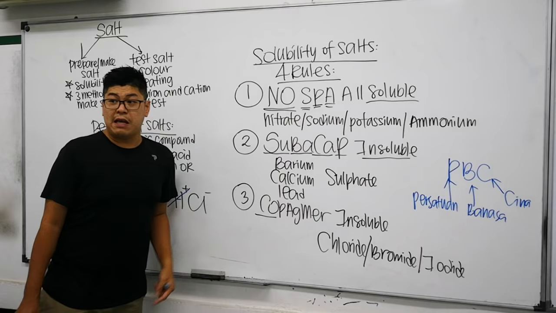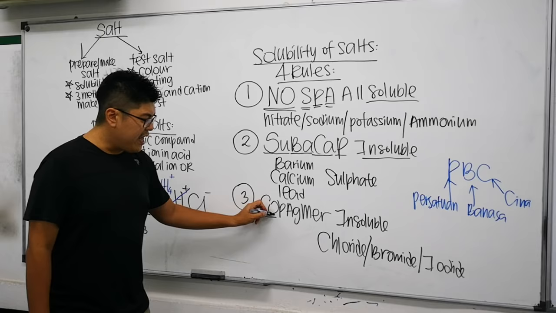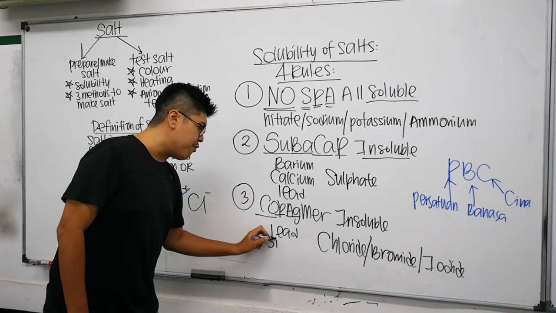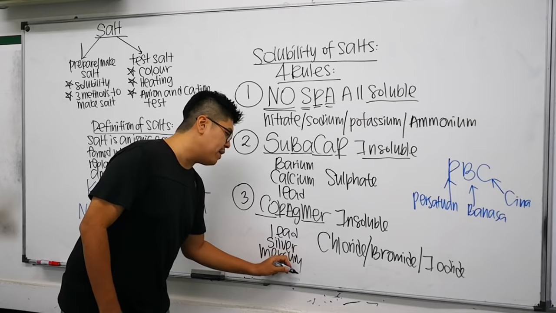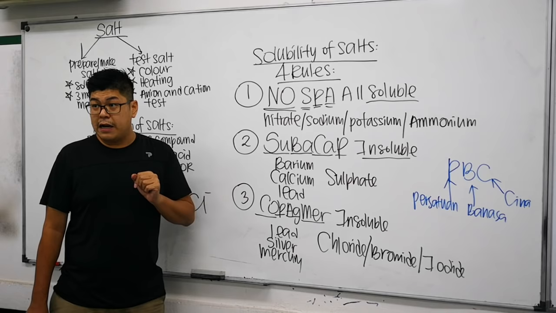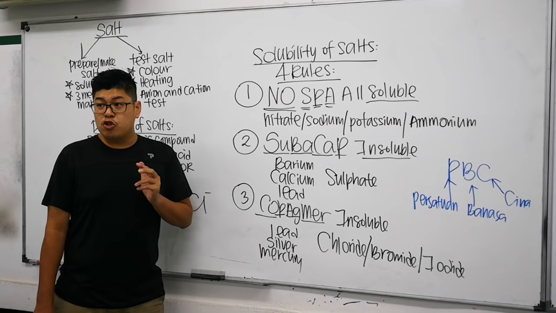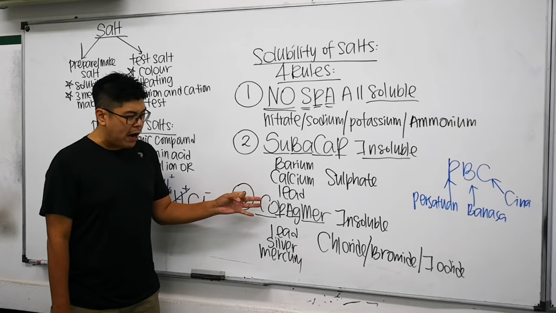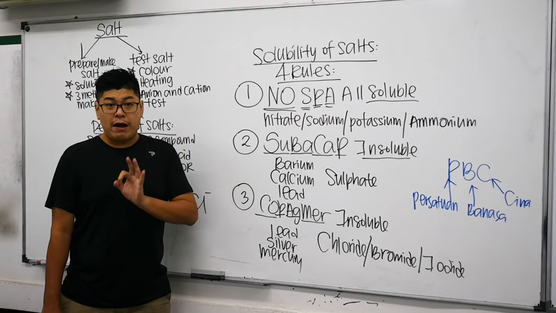Everything from group 17: chloride, bromide, iodide. Co is chloride. P is plumbum, or lead, so lead chloride. Ag is silver. Mer is mercury, which is not in our syllabus. So lead chloride, silver chloride, and mercury chloride are not soluble. All other chlorides not listed here are soluble. For example, zinc chloride is not in the list, so soluble. Sodium chloride is not in the list, so soluble. Only these three chlorides are insoluble. You all have to be careful with that. Again, some schools will ask you to memorize it this way.